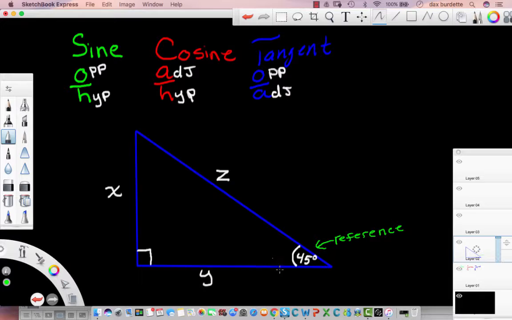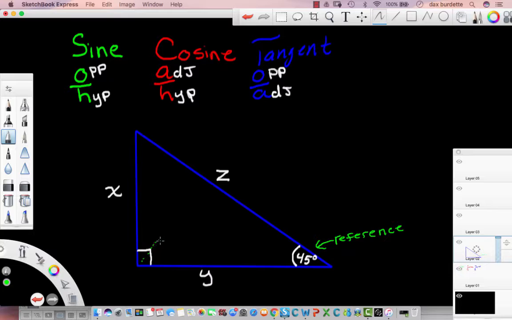Now, this is the angle we refer to, the 45-degree angle, to figure out what sides are considered the opposite side or the adjacent side. We never use the 90-degree angle as our reference angle to figure out what side is considered the opposite side or the adjacent side. But it can be used to identify the hypotenuse.